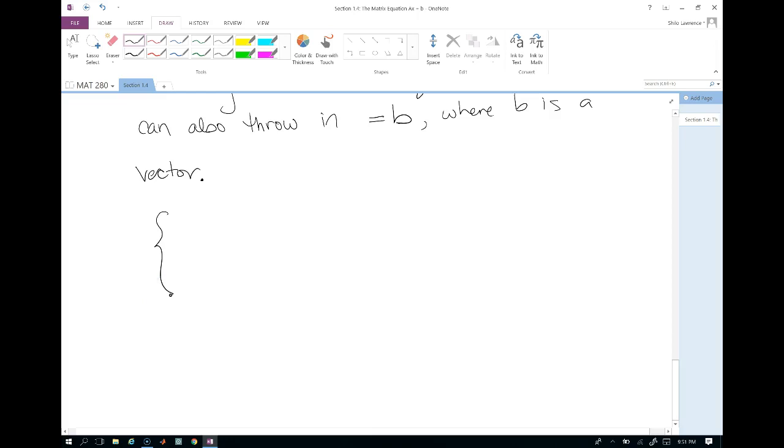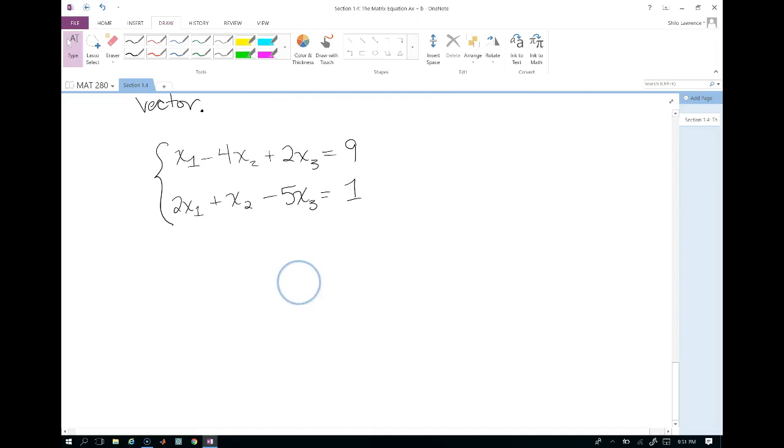So consider the system of equations 2x1 minus 4x2 plus 2x3 equals 9, and then 2x1 plus x2 minus 5x3 equals 1. Now, those equations individually we could write as a times x. The new part is that we've got them equal to some value.